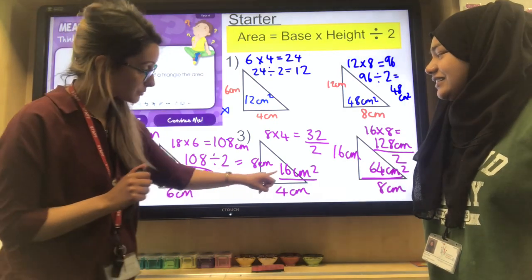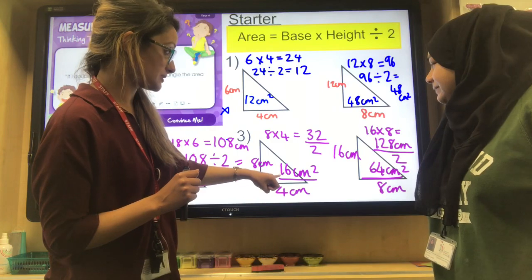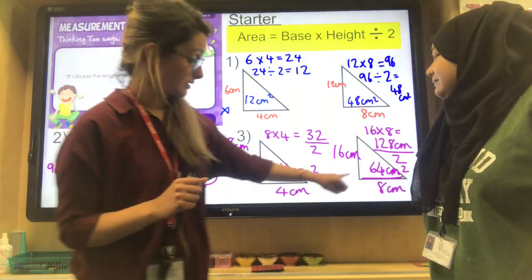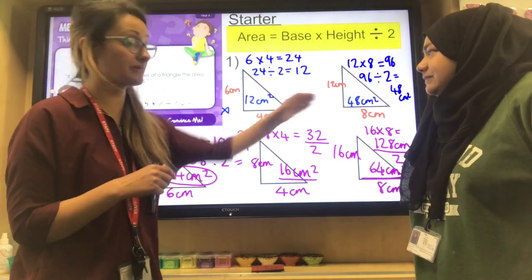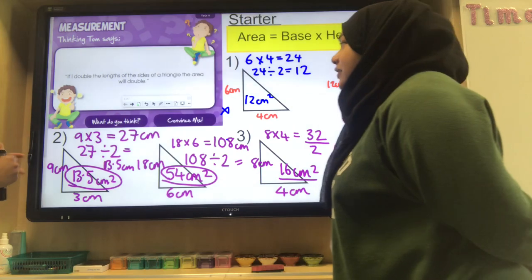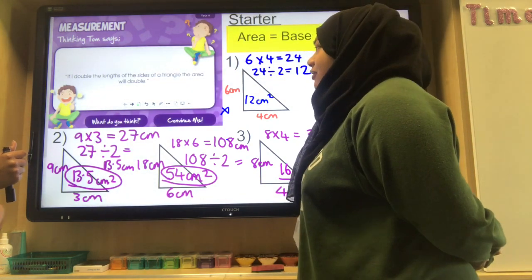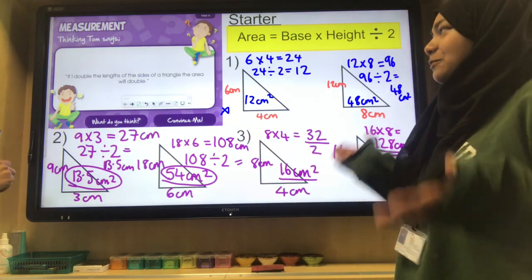And the last one here, what did we have? 16. Double 16 is 32. 32 doubled again is 64. So each time I'm actually multiplying it by 4 to get my final answer. So his statement is incorrect. We could say, if you made the statement, if I double the length of the side of a triangle, the area will quadruple or get bigger by 4, that statement would then be correct.